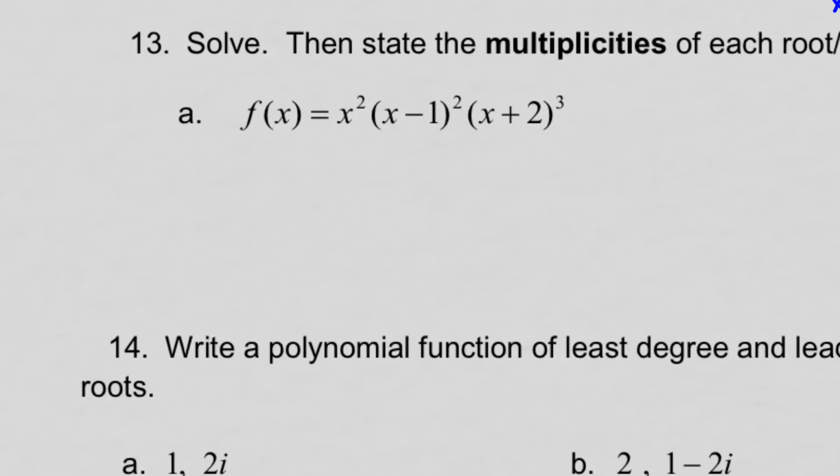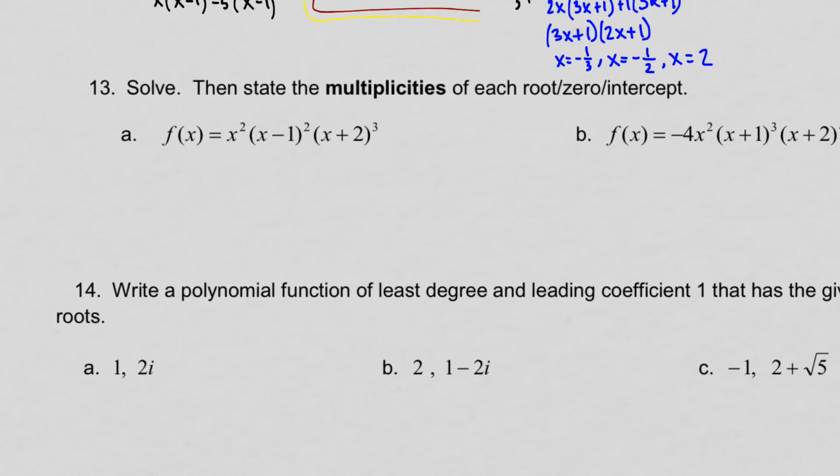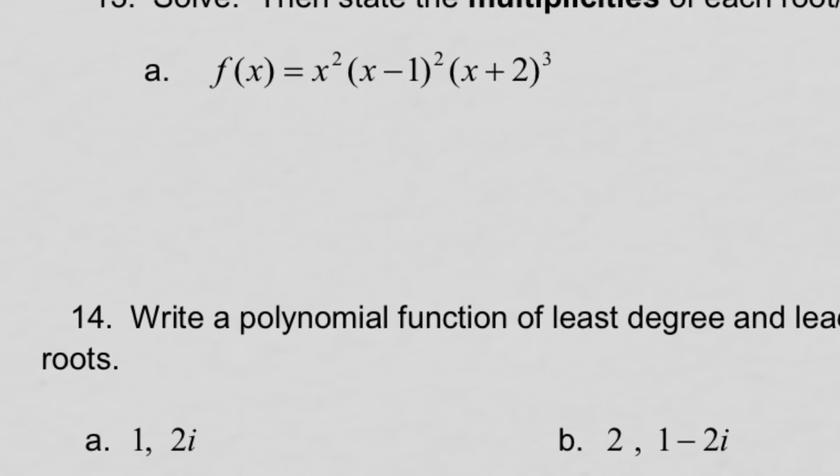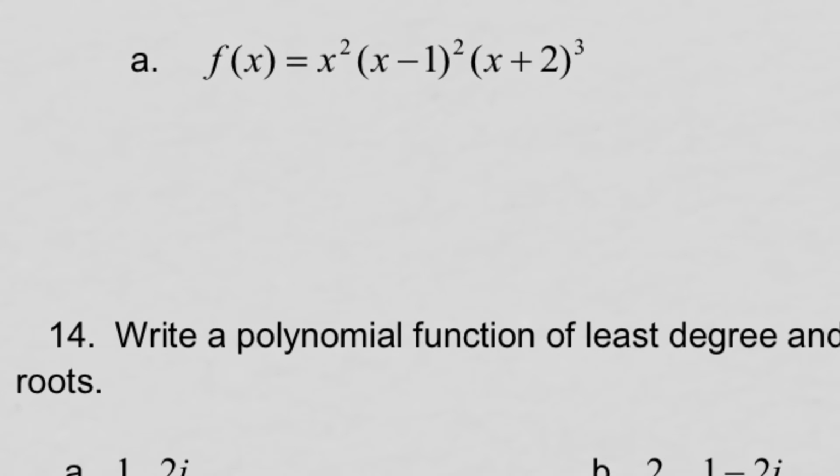Okay, 13, solve. Then state the multiplicities of each root, zero, or intercept, which is the same thing. So they want you to solve these equations and then tell us what the multiplicity is. These are actually pretty simple because they're already factored. So all you got to do is set them equal to 0. The factors are x squared, x minus 1 squared, and x plus 2 cubed. Just solve each part. Set each part equal to 0. Most of you guys can do this in your head. You must include this one, even though it's by itself, it still has an x. If it has an x, it has an x-intercept or a 0 or a root.